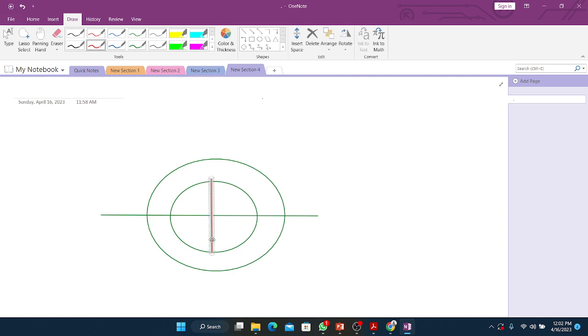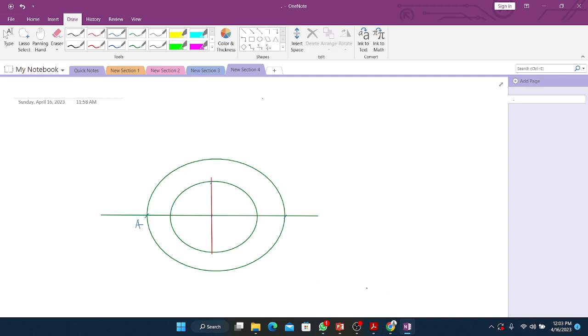So this one is our minor axis and this one is our major axis. From here to here is half of our minor axis. Then from here to here, this is our major axis. So I am naming this one as A and B.